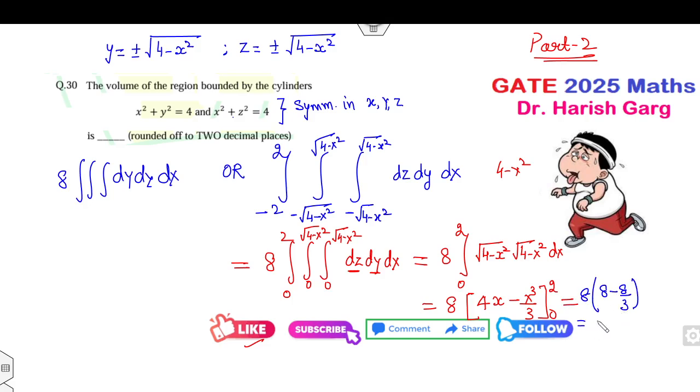So that will be 24 minus 8, 16. 8 into 16 divided by 3. So that will be 128 over 3, the right answer of this problem. You can divide them to decimal places. 42.66 is the right answer of the problem.